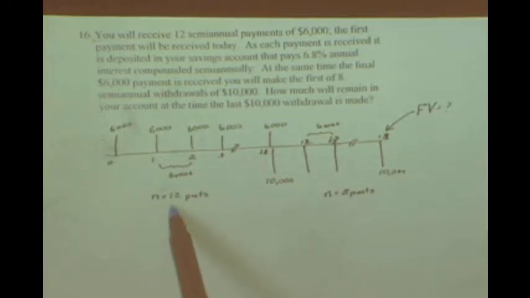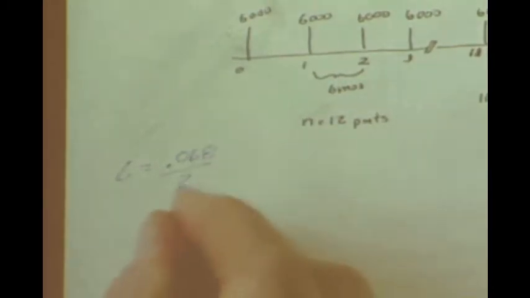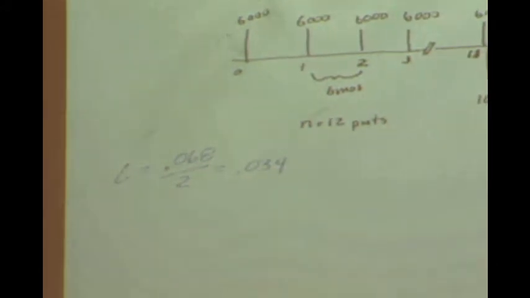We have a 12 payment annuity. We have an 8 payment annuity. Both annuities have semi-annual interest payments. So we know we're going to need a semi-annual interest rate. And the interest rate we're given is 0.068 divided by 2, 0.034, and that is a semi-annual rate.